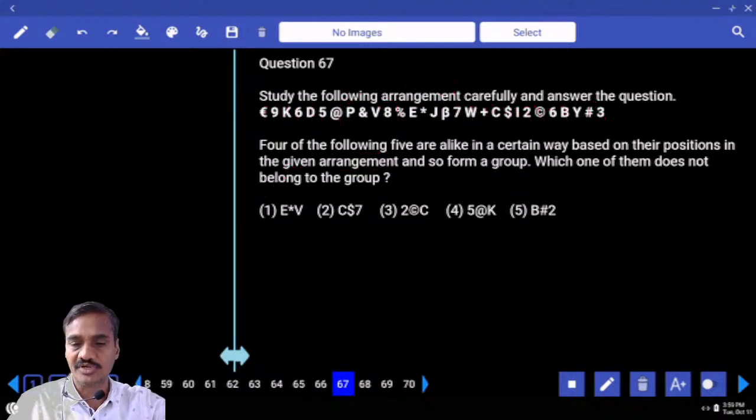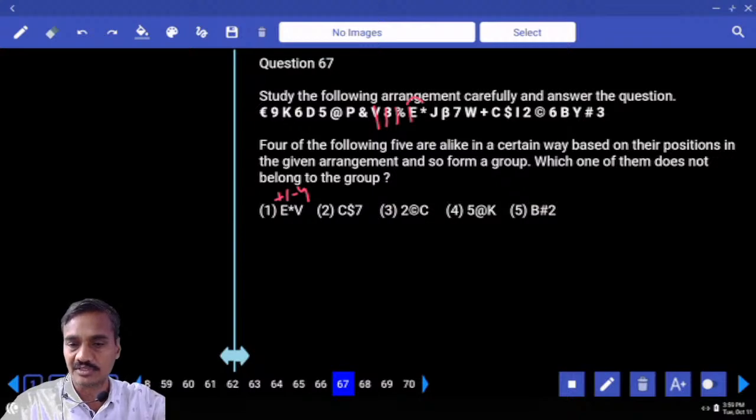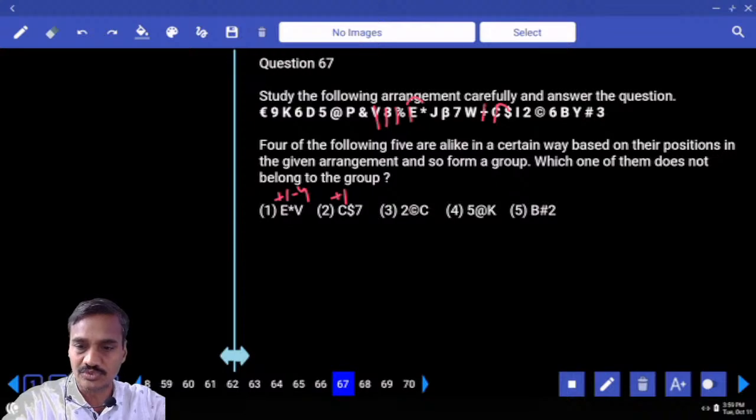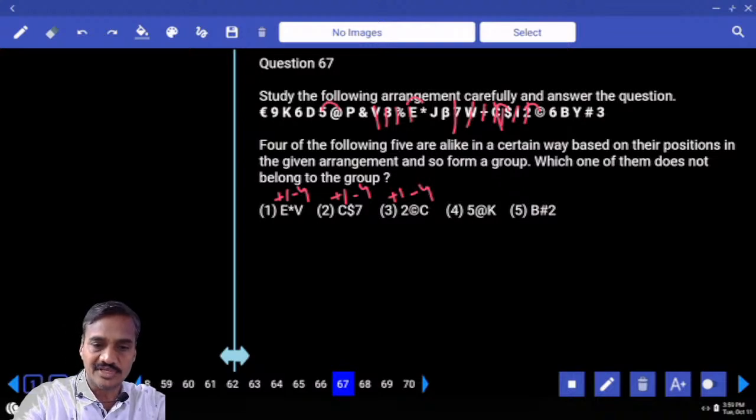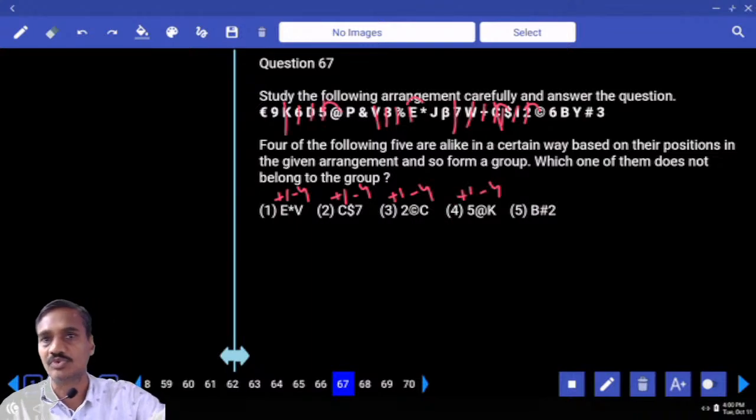Then 67, which of the following is the odd one out. E, star and V. E to star is plus 1. And star to V, 1, 2, 3, 4, is minus 4. Plus 1, minus 4. And C and dollar. Between C and dollar, C to dollar is plus 1. Dollar and 7, 1, 2, 3, 4, minus 4. And 2 and copyright, plus 1. And copyright and C, 1, 2, 3, 4, minus 4. Plus 1, minus 4. And here, 5 at the rate of, plus 1, 1, 2, 3, 4, minus 4. Here again the difference between the elements is 1 and 4.